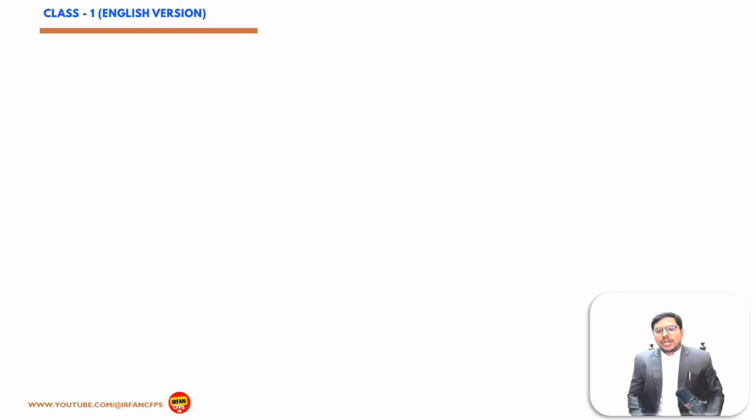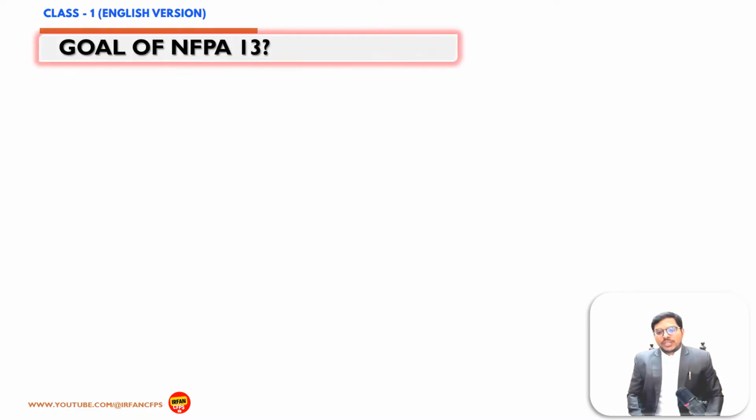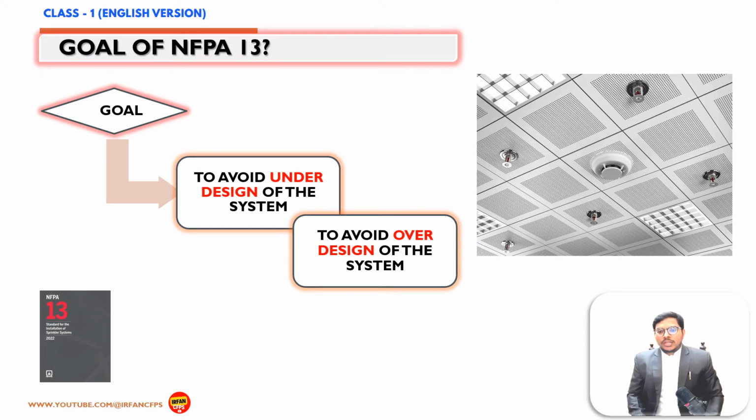Let's have a look at the goal of NFPA 13. NFPA 13's goal is to avoid the underdesign of the system, which could result in poor performance against the threat of fire, and also to avoid the overdesign of the system, which could add unnecessary expense to the building owner when there may be little technical support or added benefit behind it.